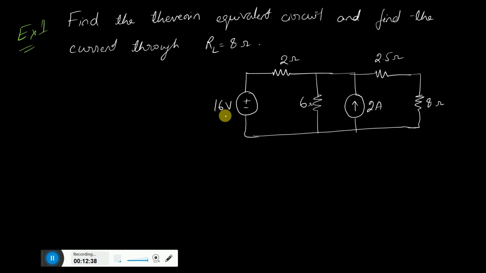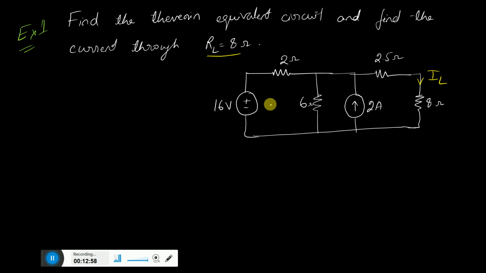So let us do a problem based on the Thevenin theorem and try to find the answer. Here in this problem you have been asked to find the current through the 8 ohm resistor. So the load is this 8 ohm, and now we have to find the value of IL.